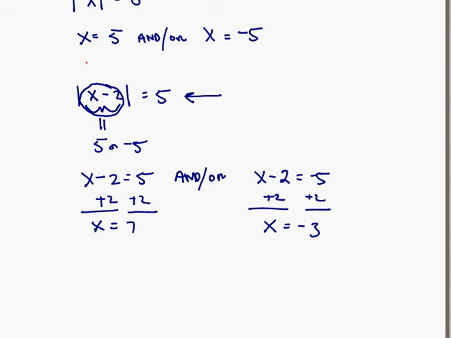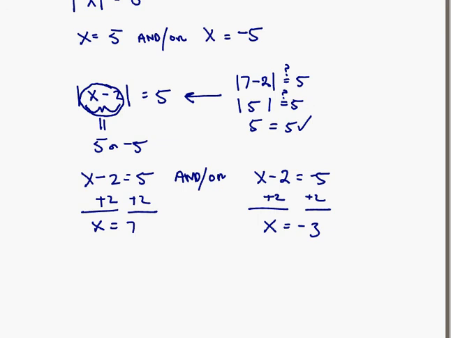And let's do a check real quick. If I replaced x with 7, so if I want the absolute value of 7 minus 2 equals 5, does it equal 5? Well, that would be the absolute value of 5 equals 5. Is that true? And 5 does equal 5. Check. Let's try the other one.